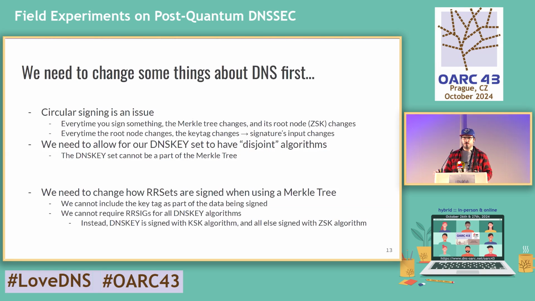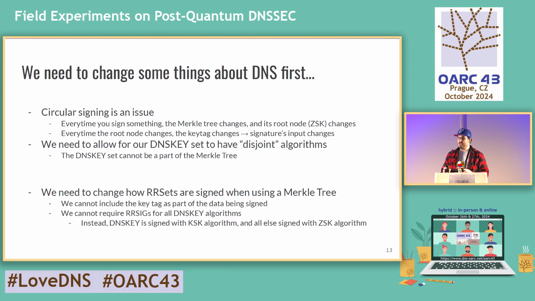But this isn't completely a drop-in replacement. We have a couple of issues that we need to work on. Namely, there's a circular signing issue. Every time you sign something, your Merkle tree changes and your root node hash changes, aka your ZSK will change. And then every time the root node changes, your key tag will also change, which will affect what you input into your sign and verify functions. So we'll need to allow our DNSKEY sets to have disjoint algorithms, is what we're calling that.